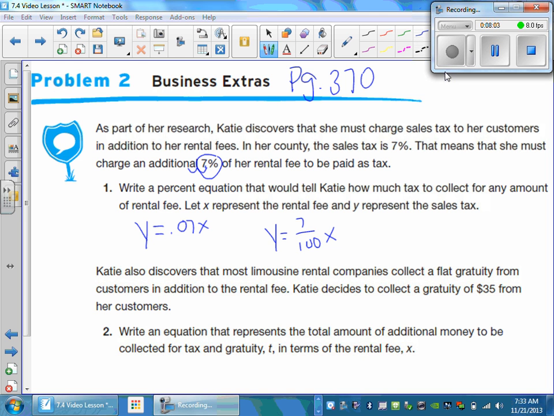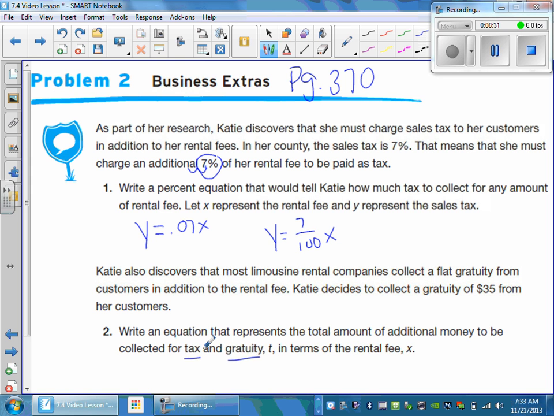Katie also discovers that most limousine rental companies collect a flat gratuity from customers. A gratuity is just kind of like a tip, in addition to the rental fee. Katie decides to collect a gratuity of $35 from her customers. Write an equation that represents the total amount of additional money to be collected for tax and gratuity. So T in terms of the rental fee X.